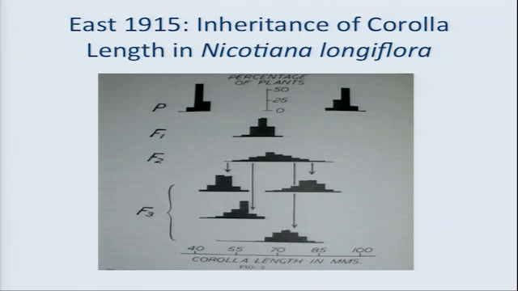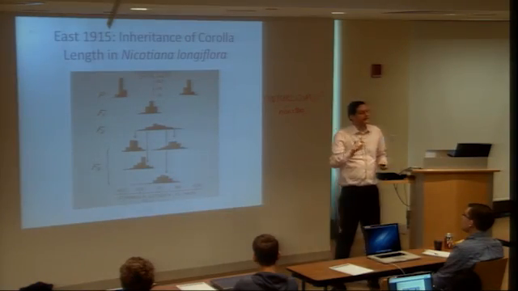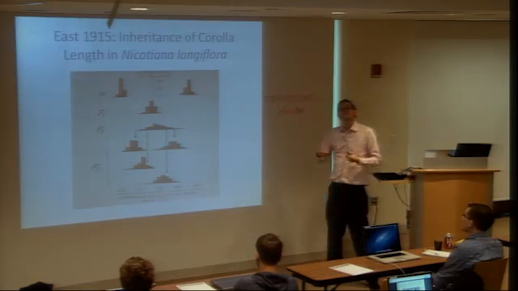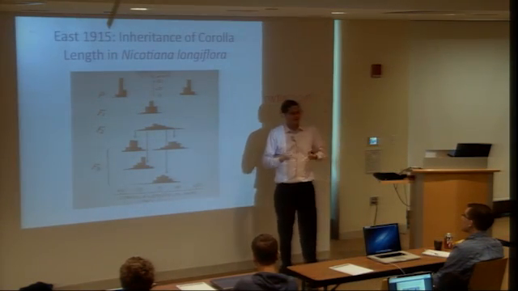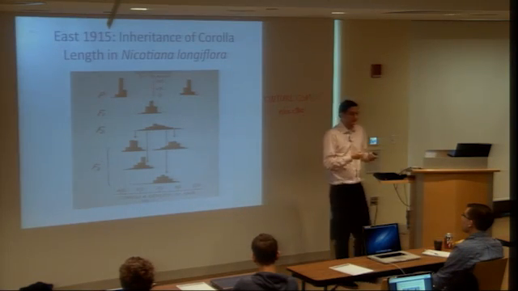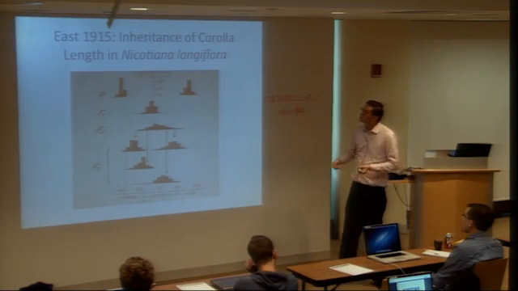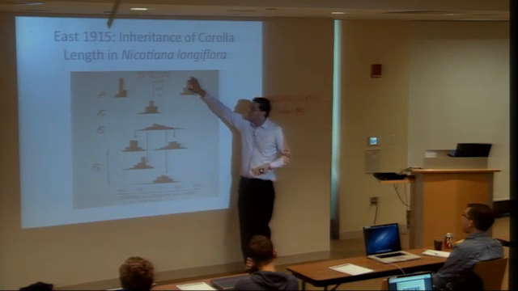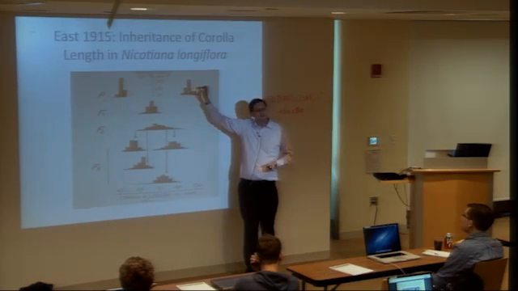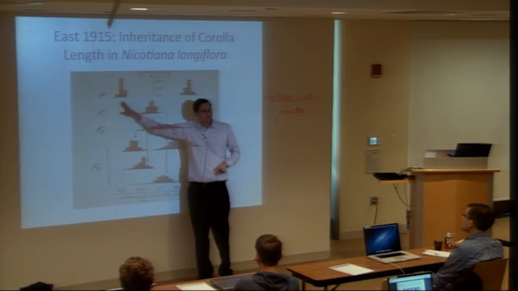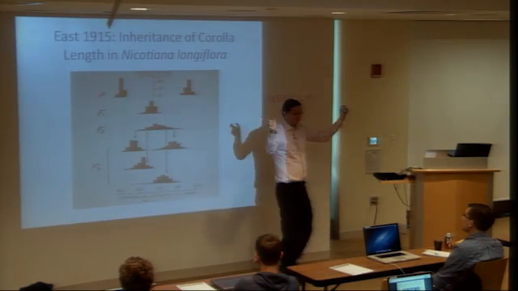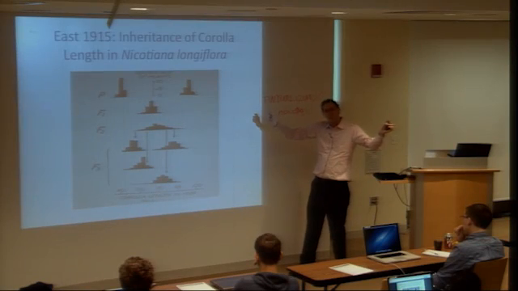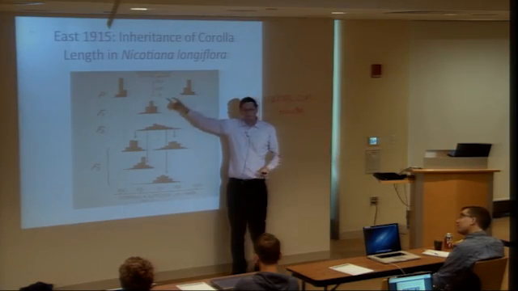And then there was a little bit further work on this kind of observation. This is a paper from 1915 from East that looked at the corolla length of the tobacco plant. It's another in this long series of breeding experiments in plants and animals to understand the nature of genetics in a much more controlled and experimental fashion. What East did was take plants at the top end of the corolla length and at the bottom end of the length, isolating these two extremes, and then crossed them.